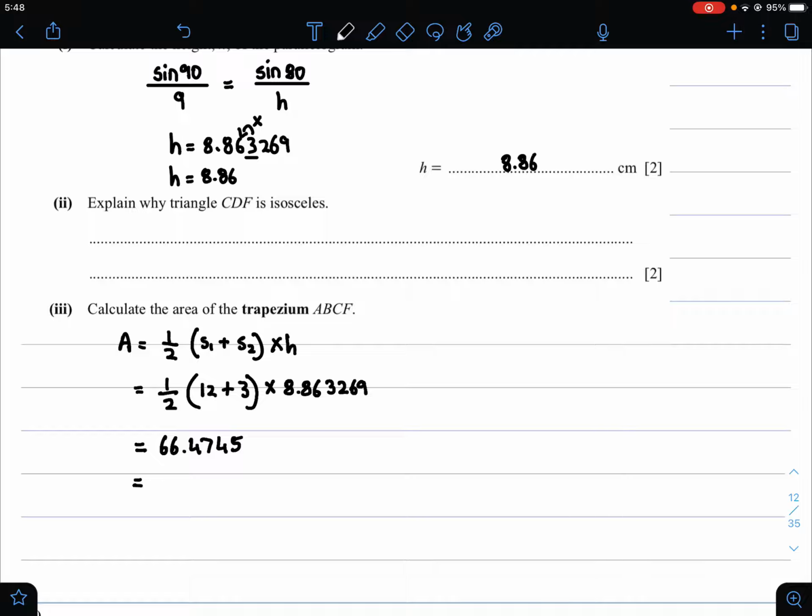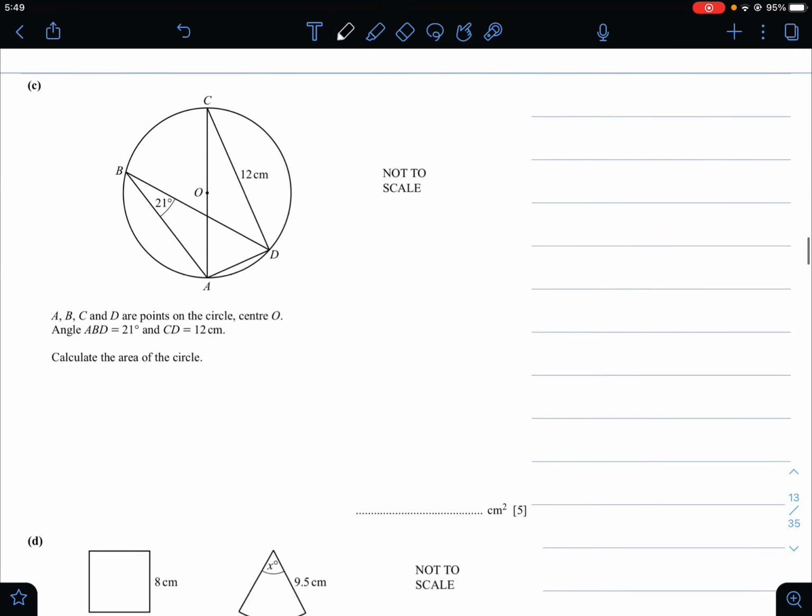And since you need to give your answer in 3 significant figures, the 4th significant figure, which is 7, is greater than or equal to 5, and therefore it will round off the 4 to the next number. And so your final answer will be 66.5 centimeter square. Now let's move on to part C.